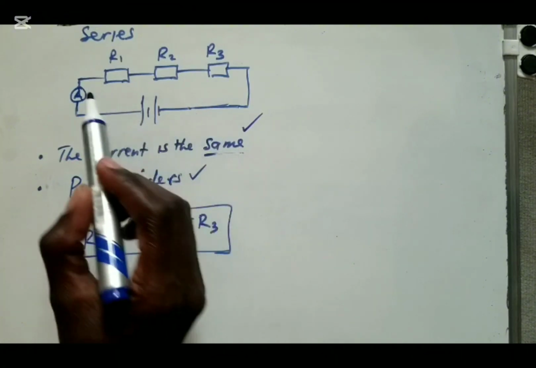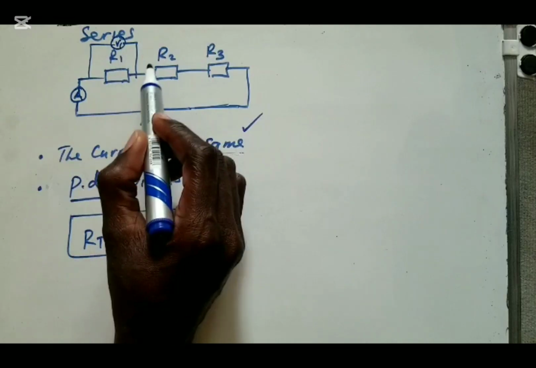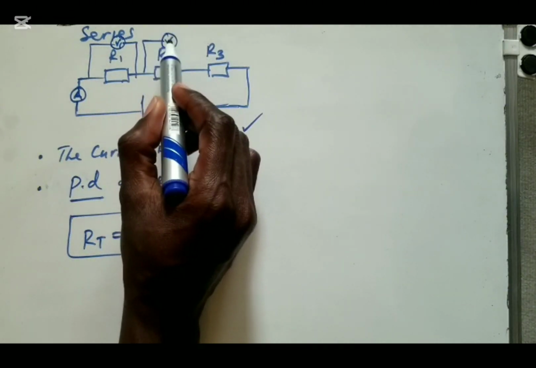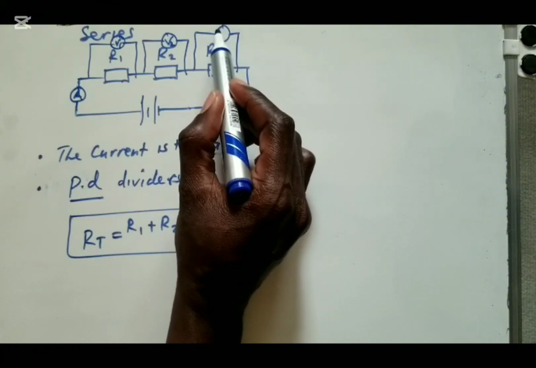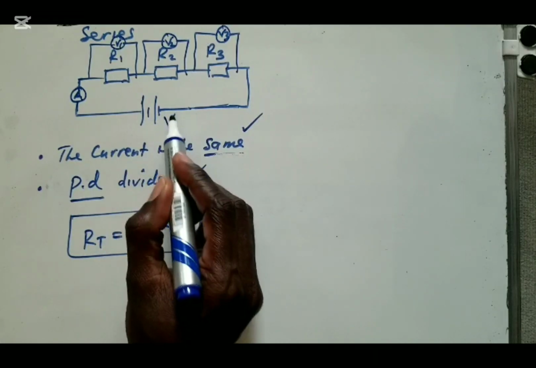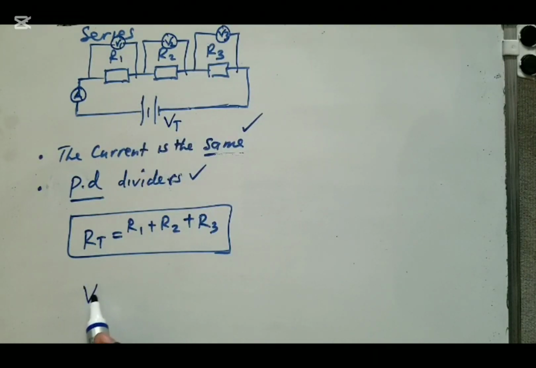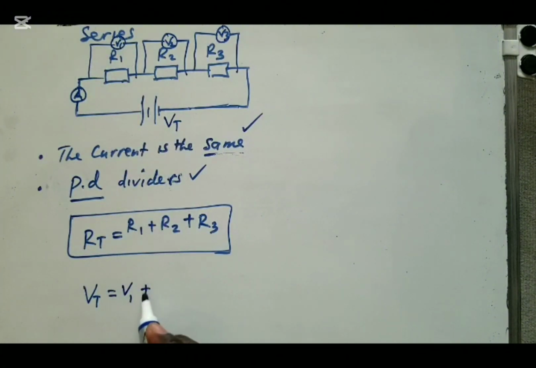So if I was to connect a voltmeter somewhere here, the reading I get across R1 may be different from the voltage across R2, and different again across R3. Because the potential difference is divided, the voltage from the source will be a combination of the voltages across the resistors: V1 plus V2 plus V3. That's what we mean. So you need to remember and understand such concepts.